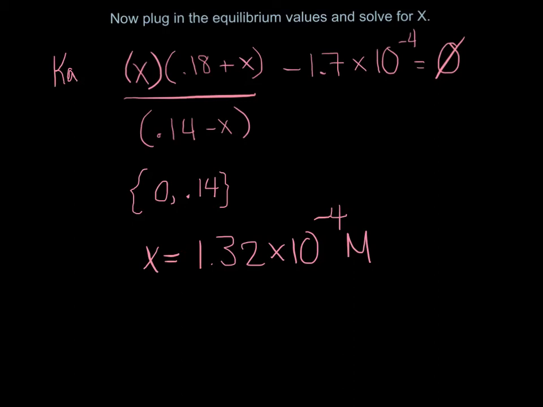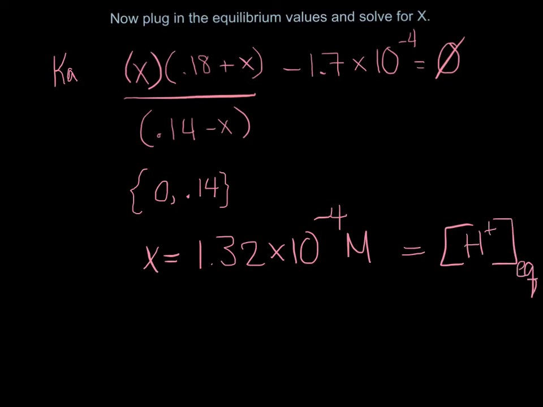I plugged it into my solver button and I set my boundaries from 0 to 0.14. Now I chose 0.14 because I looked at the parenthesis that had the negative in it, the subtraction, and solved for the maximum value that X could be. So X could be a maximum of 0.14, so that determined my boundary. And when I plugged this in, my calculator said that the value for the X, which is our hydrogen ion concentration, is 1.34 times 10 to the negative 4. So this is the concentration of the hydrogen at equilibrium.